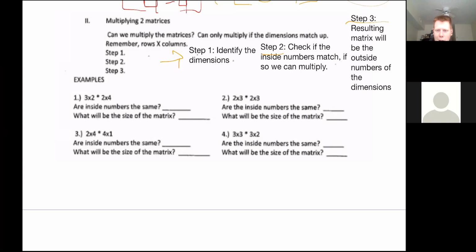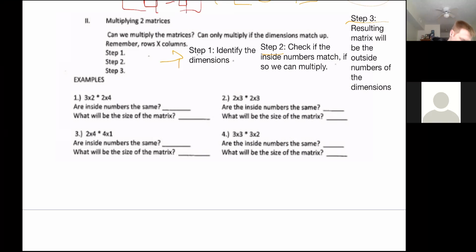Remember, product is the result you get after multiplying two numbers. For example, 5 times 2, 10 would be your product. So if you ever see the word product, that just means the answer you get after multiplying. But let's look at these 4 examples.